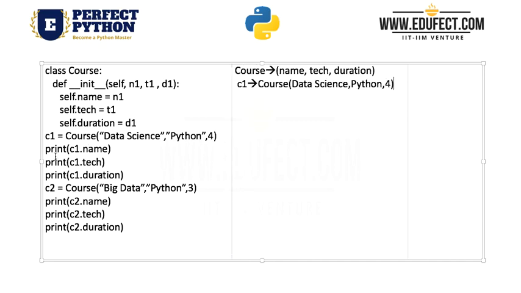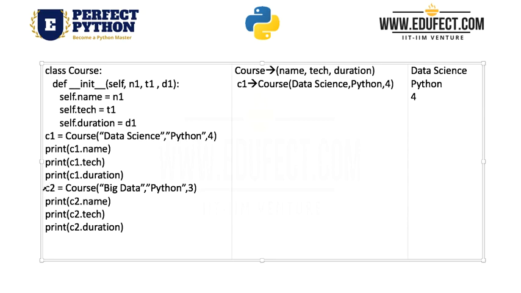Then we are saying print C1.name. So when we print C1.name, what will get printed is data science. Then we are saying print C1.tech, which is Python. And then we are saying print C1.duration, which is 4. So we have been able to create an object, and using the constructor we initialized all the attributes.